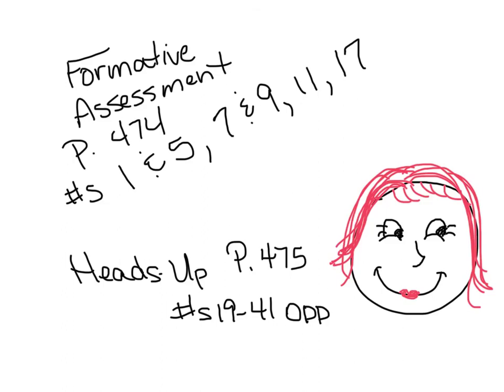That graded assignment, heads up, it is from page 475. It will be numbers 19 through 41 odd. You may begin on that if you feel confident about your formative assessment problems. If you have questions, then you can give the heads up assignment a look at some of those problems, but we will work on those in class.